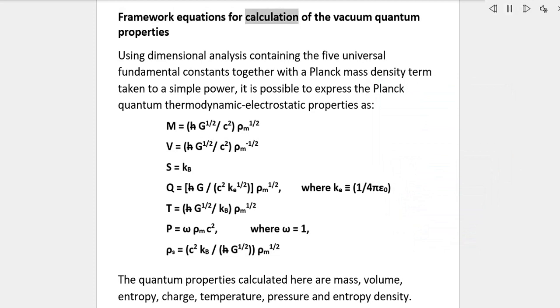Framework equations for calculation of the vacuum quantum properties. Using dimensional analysis containing the 5 universal fundamental constants together with a Planck mass density term taken to a simple power, it is possible to express the Planck quantum thermodynamic electrostatic properties as. The quantum properties calculated here are mass, volume, entropy, charge, temperature, pressure and entropy density.